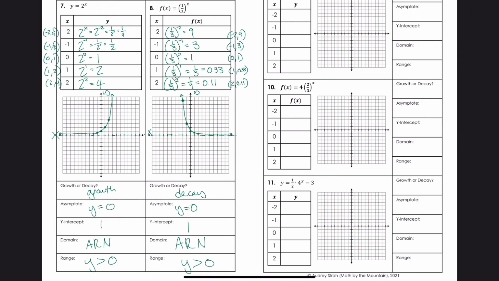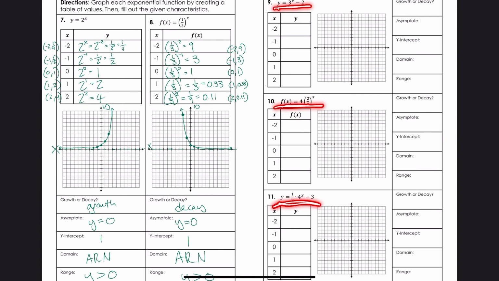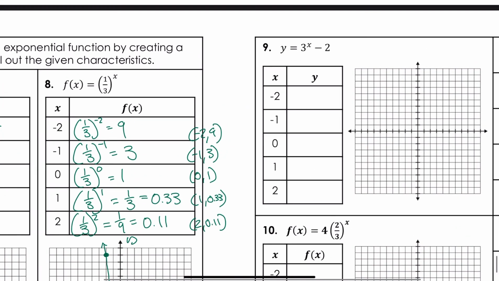You are going to go through the same process for all of these problems. You're going to have to build your table, graph it, and then fill out your characteristics. So be careful with these other ones. We're not going to do them together. We're going to do some of it in class. But some of these are a little bit more complicated than what we had here.